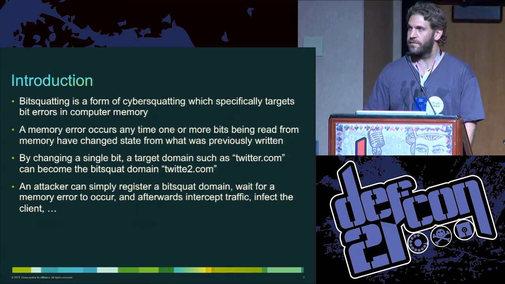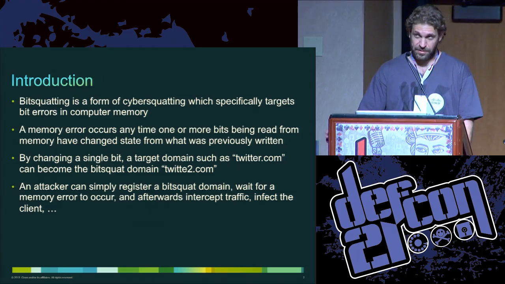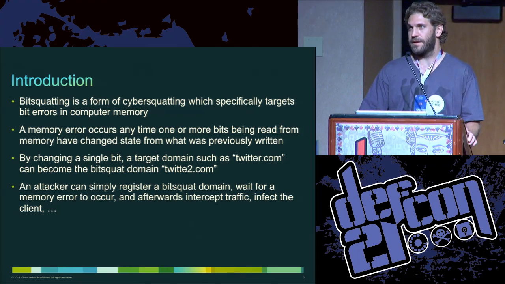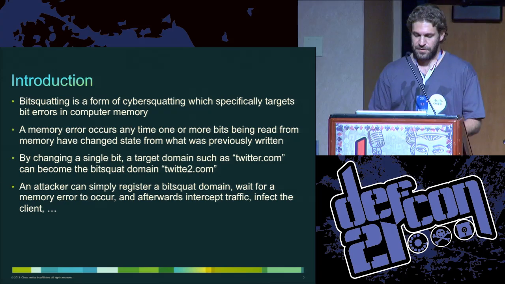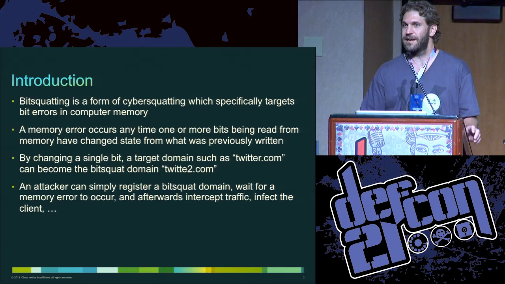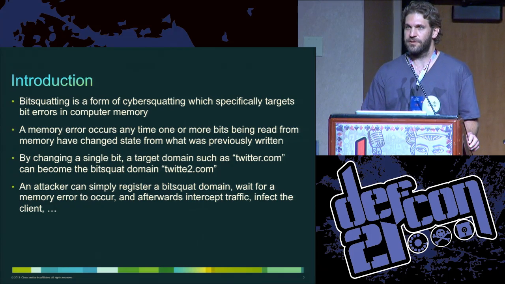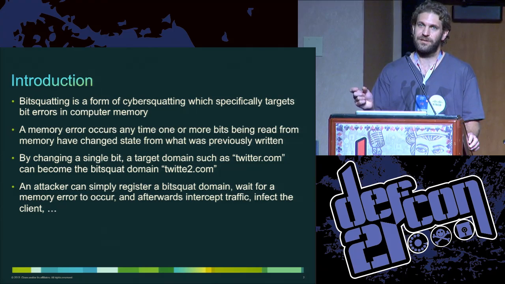So if you know what typo squatting is, then you'll be able to understand the concept of bitsquatting. It's not a whole lot different. Where typo squatting is registering a domain name that is maybe confusingly similar, that somebody might mistype on a keyboard, bitsquatting involves actually registering domain names that are one binary digit different.